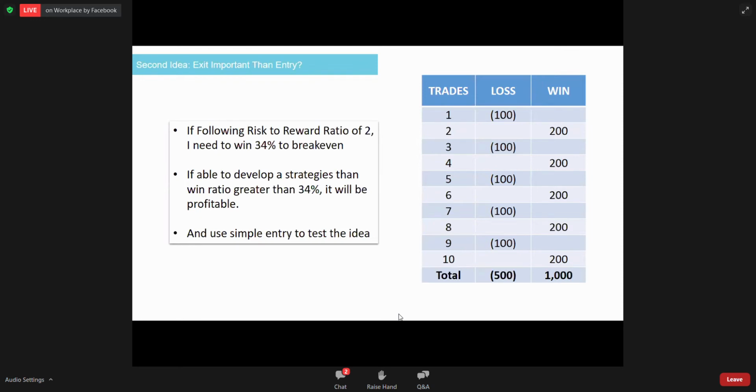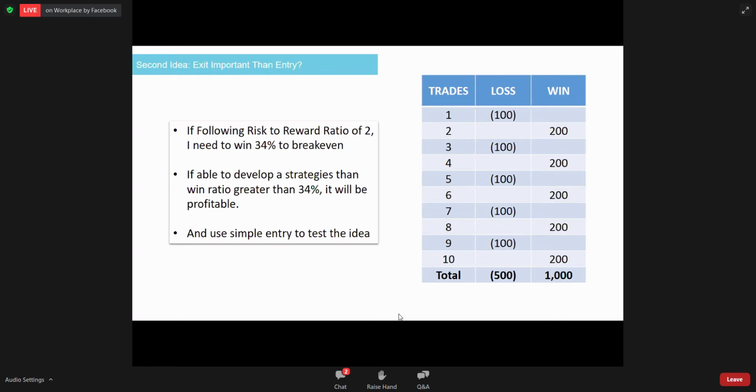Okay, so come back to this. If, let's say, exit is more important than entry, it means that if every time I follow a risk reward equal to 2, my winning ratio of 34% will make me break even. Of course, the lesser the better. If my risk reward is equal to 3, then definitely it will go below 34%.